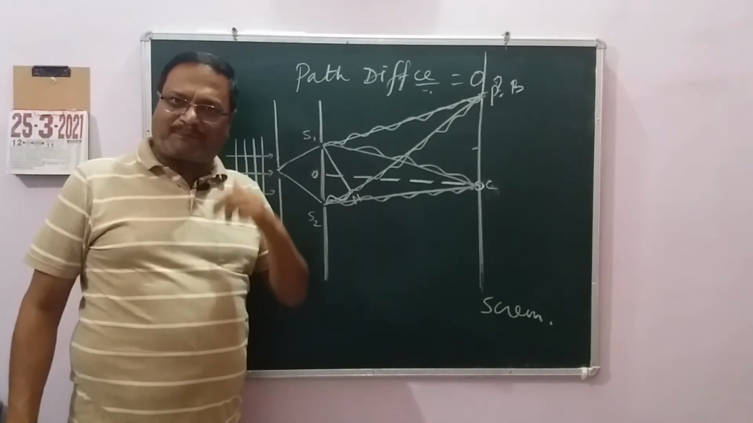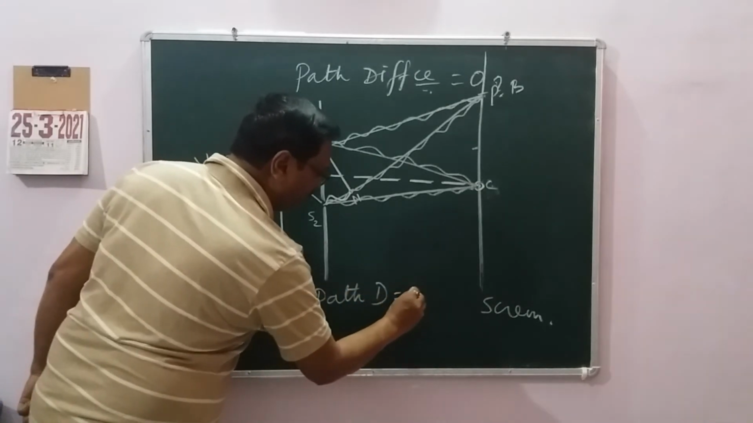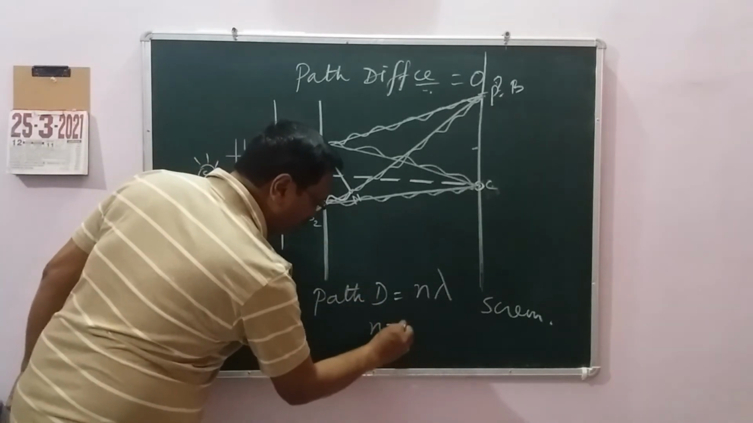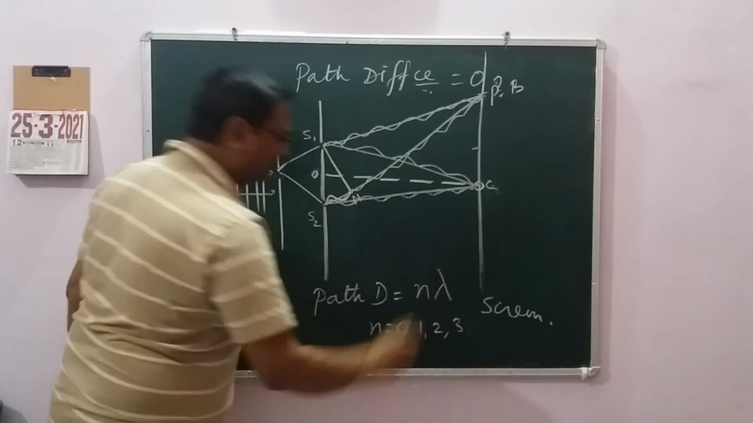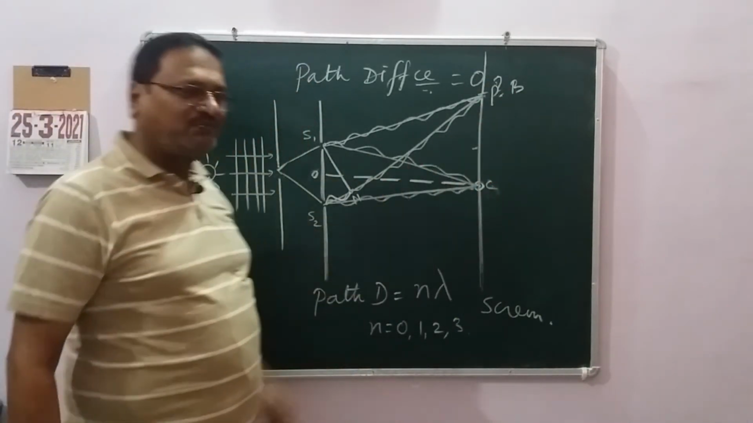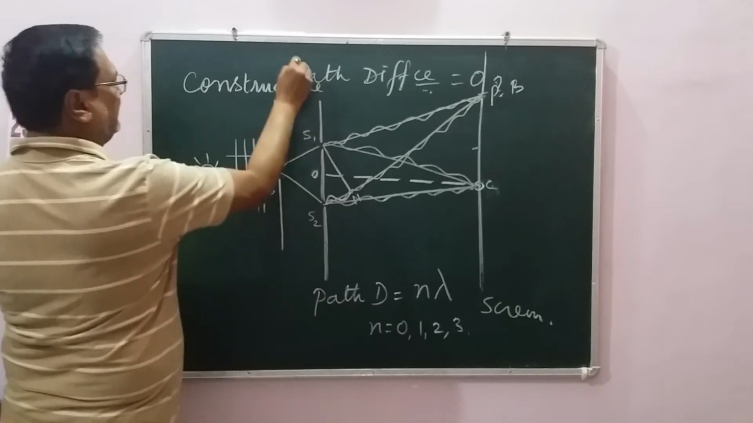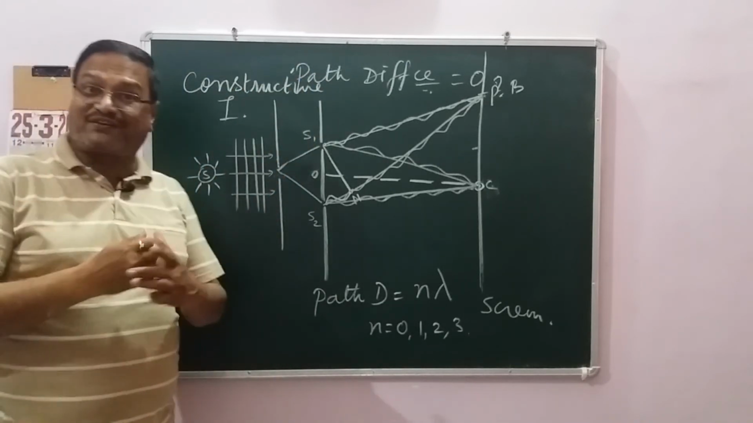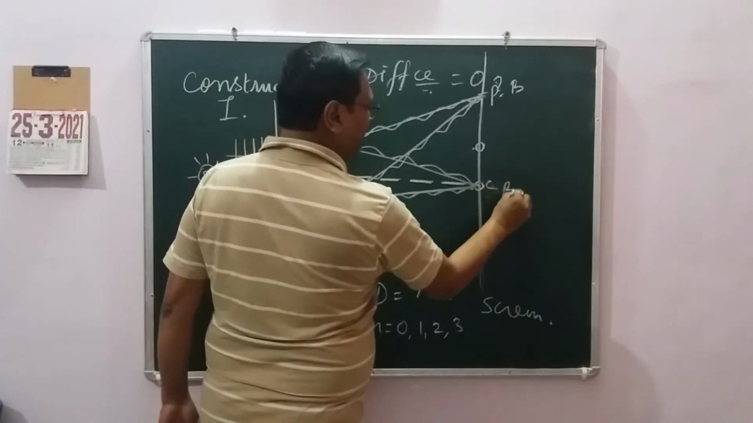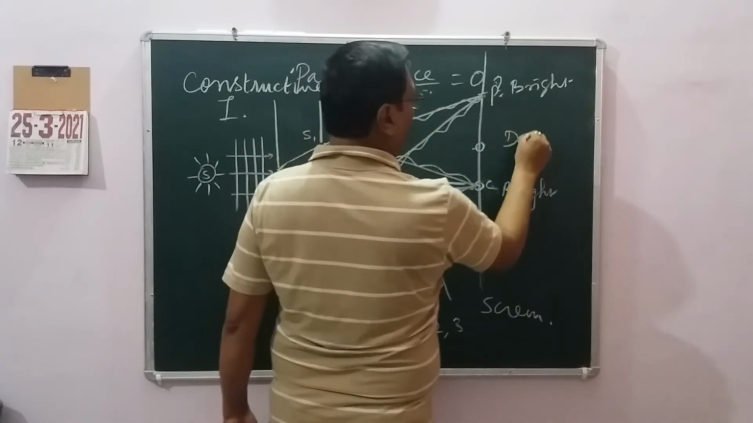The condition is that the path difference is equal to n times lambda. What is n? n can be 0, 1, 2, 3 wavelengths. Then it will give you a bright fringe. Bright fringe means it is constructive interference. Okay, constructive interference. Fine. So I said to you, in between this is bright, and next to bright, what is going to be in between? It is going to be dark.